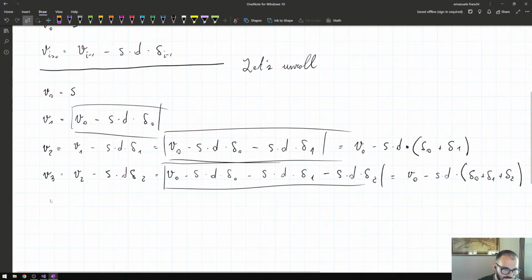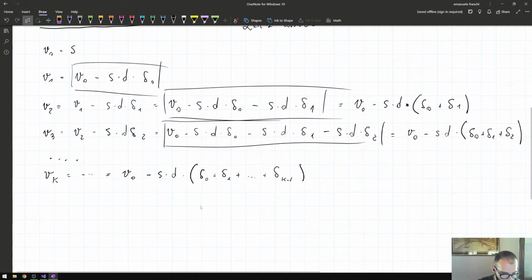Now it's easy to see that Vk is what? It's this thing right here, which means that it is something like V0 minus S times D times delta 0 plus delta 1 plus blah blah blah plus delta k minus 1. But now it's easy to understand. You're doing the sum of deltas.